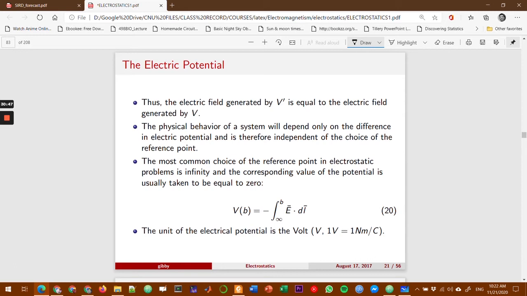And so the unit of the electric potential is actually the volt. Okay? The volt is actually joules per coulomb. So the joule is a unit of energy. That's why it's named potential, because its unit is in terms of energy per coulomb. Okay? So that's why it's potential.